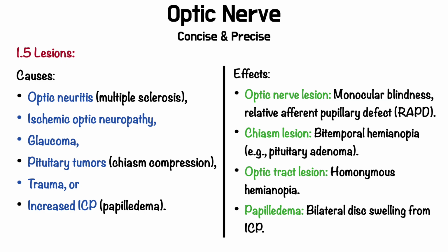And then an optic tract lesion can happen, which will cause homonymous hemianopia. And then papilledema, that will lead to bilateral disc swelling from ICP, right? That is the reason for the development of papilledema. So these are the causes and effects. That is all about the optic nerve.